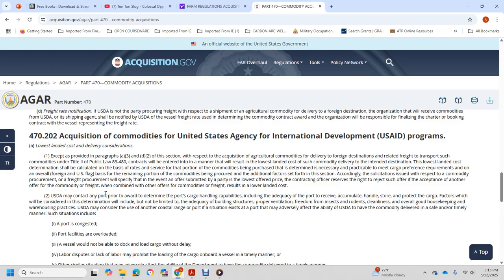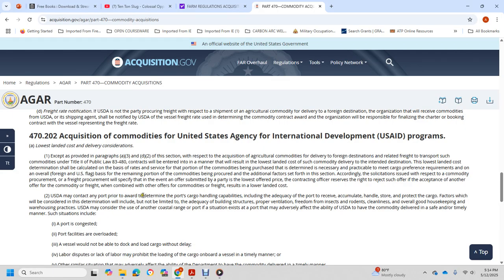delivered to the intended destination. The lowest landed cost determination should be calculated based on the rate of the portion of the commodity being purchased, determined necessary and practical to meet the cargo preference requirements on the overall foreign U.S. flag basis, and of the remaining portion of the commodities being procured, with additional factors set forth in this section according to the solicitation issued with respect to the commodity procurement. It will specify that in the event of an offer submitted by the party at the lowest offered price, the contracting officer reserves the right to reject such offer, the acceptance of the offer commodity and freight when combined with the offers and the commodity freight resulting in the lower landed costs.